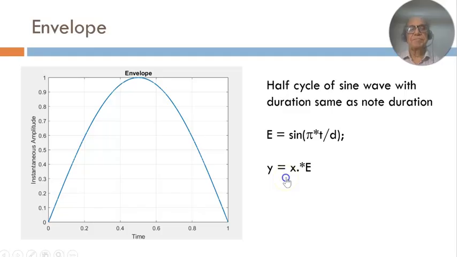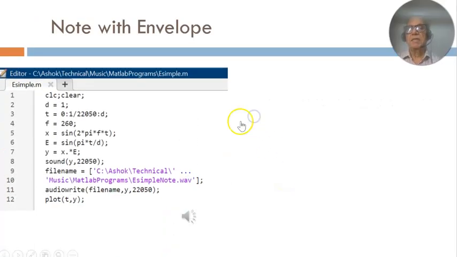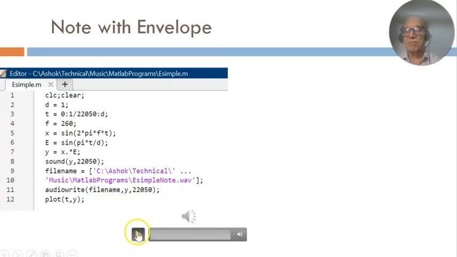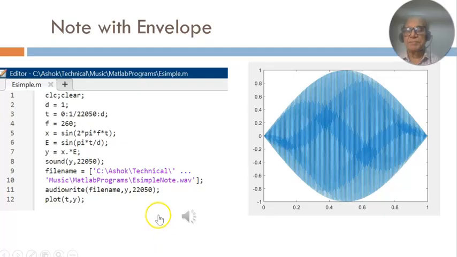Alright. So let us see the program for this. Again, most of the lines are similar, except that we have now generated the envelope, sine of pi t by d, then multiply the two and send it to the sound card. Again you can store it in the file. So let us see how it sounds now. You can see that the click is removed, and this is the entire waveform when x is multiplied with the envelope.